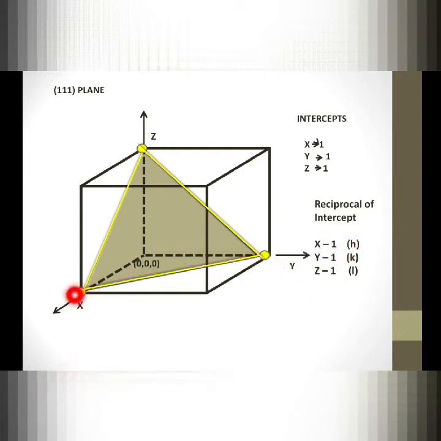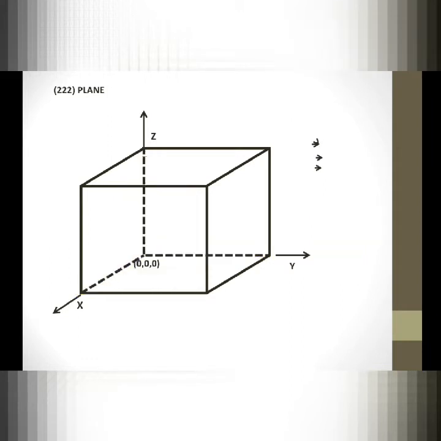Just take the point at 1, as this is a unit cube. That's why the 1 point on the x axis is this point, in the y axis the 1 point is this point, and in the z axis the 1 point is this point. By joining these 3, what plane do we get? This plane is the 1 1 1 plane.